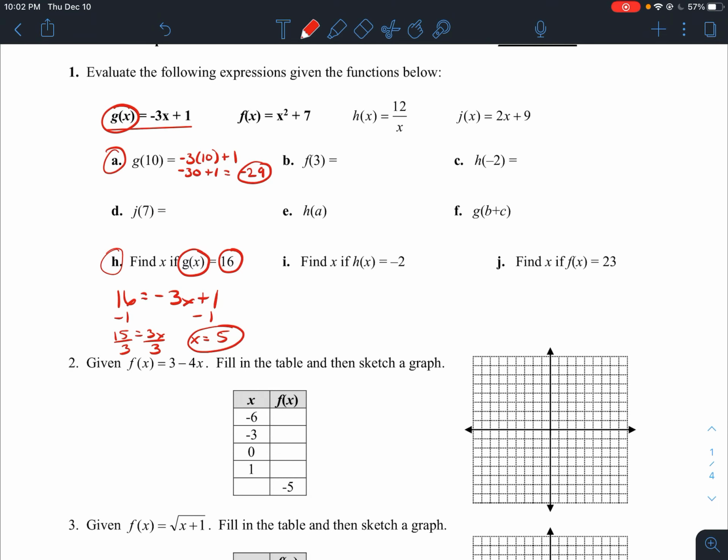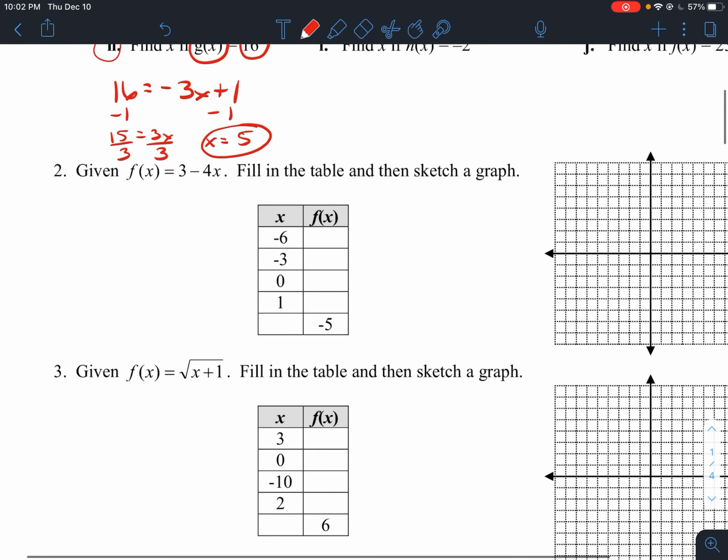Now, for numbers 2 and 3, all it's asking you to do there is plug into the function. So, for example, for this one here, x is negative 6. You're going to plug negative 6 into the function. So you would do 3 minus 4 times negative 6. That's going to give me 3 plus 24, which is going to give me 27. So I'd put a 27 there.